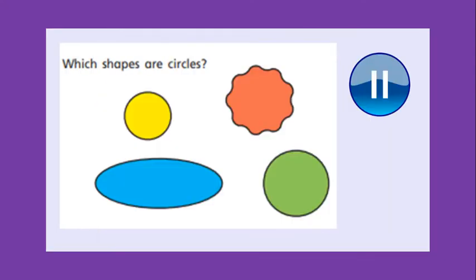Now, more 2D shapes, nice flat shapes. This question says, which shapes are circles? Now, if you remember, I said a circle has got no start and no end, so I just need you to have a little look. Which ones do you think are circles? There may be more than one of them. Pause the video, work it out, and we will check in a moment.